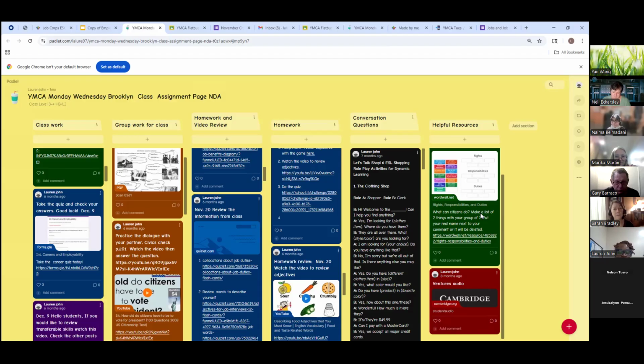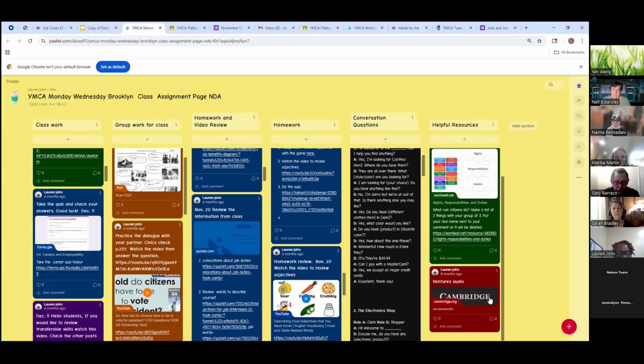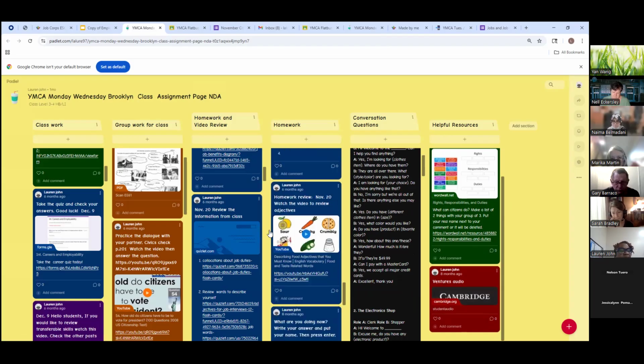So sometimes you're looking for a quick activity. If you use Ventures, my cheat sheet for Ventures, you can see right down here. I just downloaded the whole Ventures booklet, all the audio. So if I have one sheet, I can play the audio. I've used my phone when I didn't have a computer and just play the audio so they can do the Ventures activities.